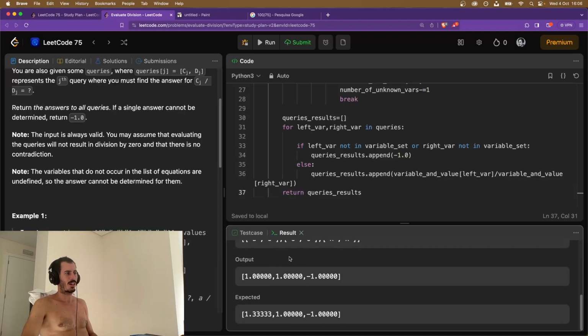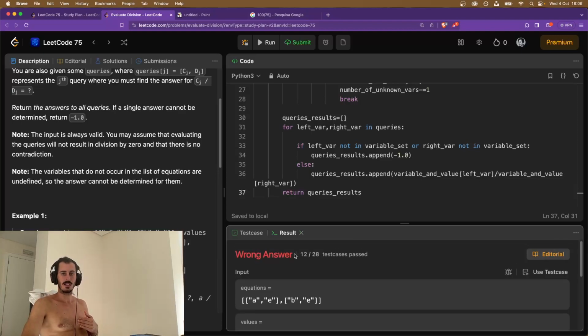So the output, well, I'm going to say that I did this because it makes sense what I did. I'm going to send this to LeetCode to evaluate.